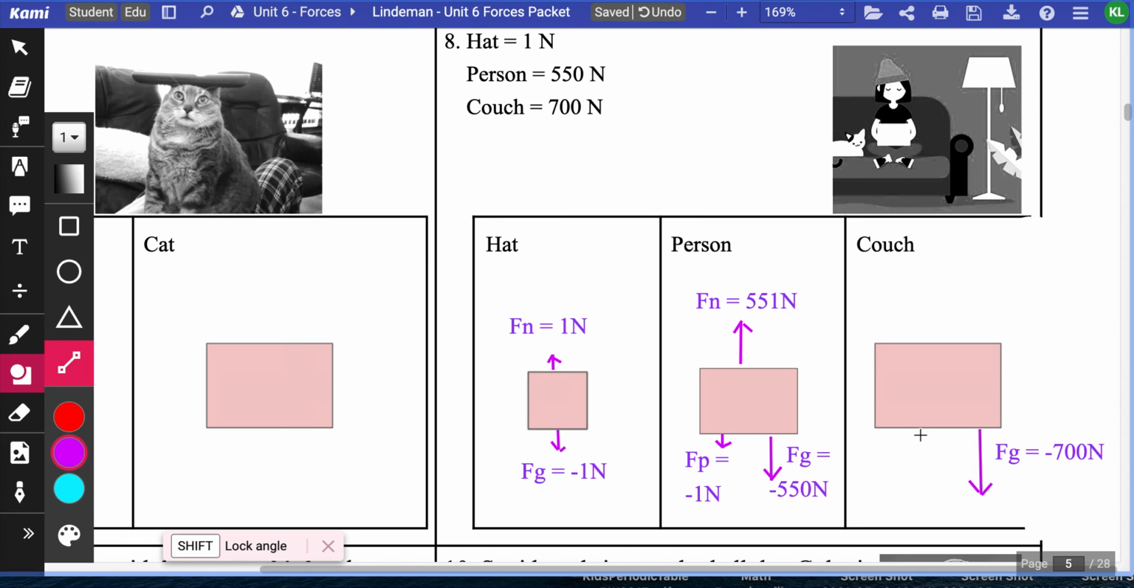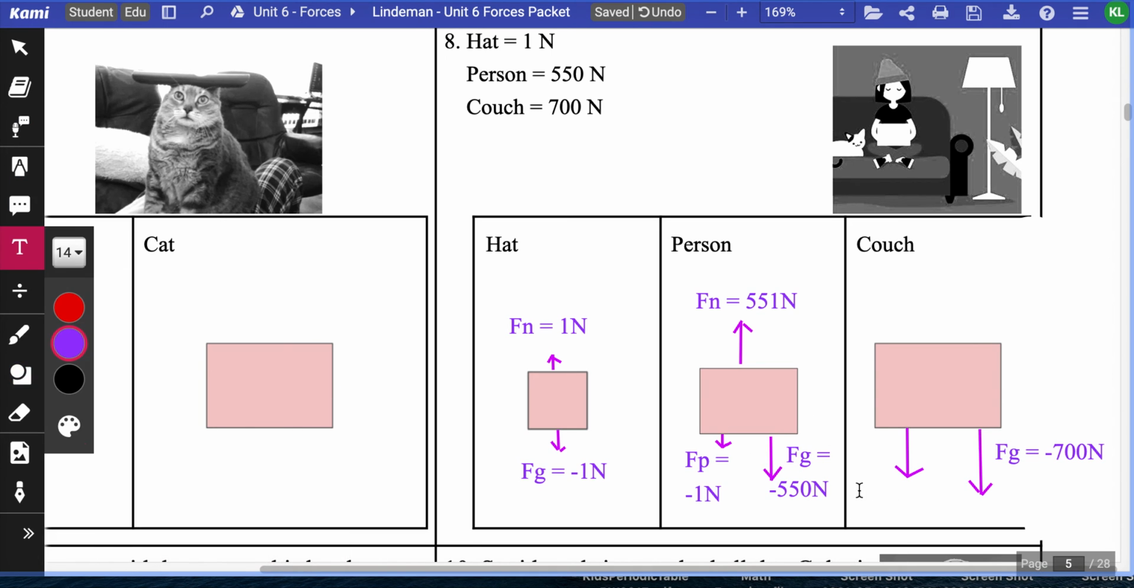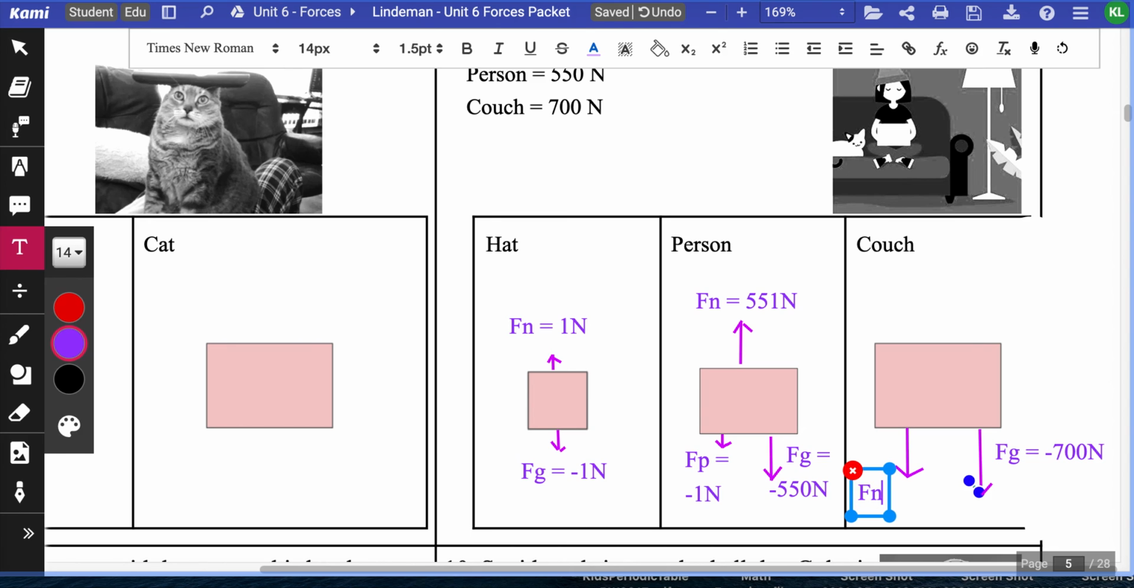I then need to put my Fp arrow. Again, my Fp for the couch is going to be equal to my Fn for the object directly above it, which is the person. Okay, so it's going to be a little bit shorter than the Fg arrow over here. Okay, again, this is all just approximate. -551 newtons.